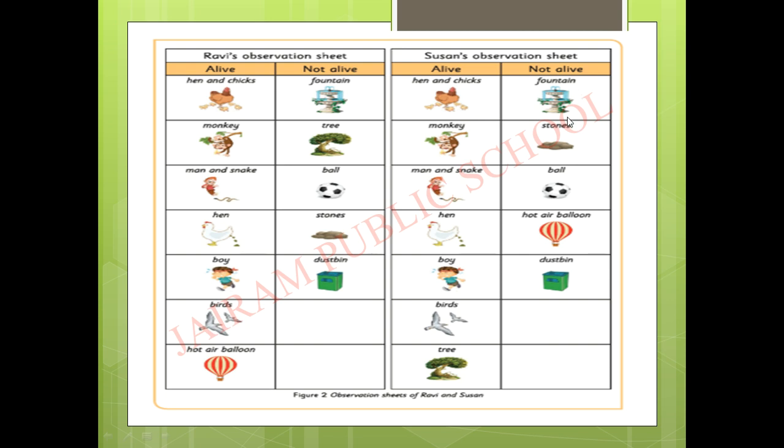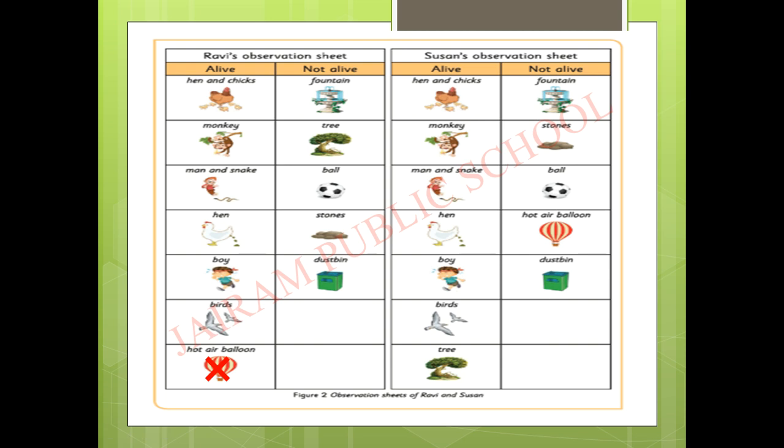Let us see not alive. Fountain is not alive. Stones are not alive. Ball is not alive. Hot air balloon is not alive. Dustbin is not alive. Very good. Susan has marked all the answers correctly. Right. We can go for the next part.